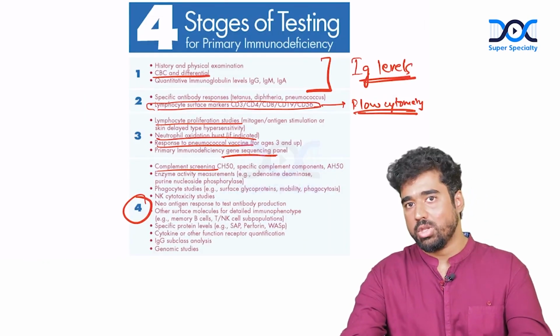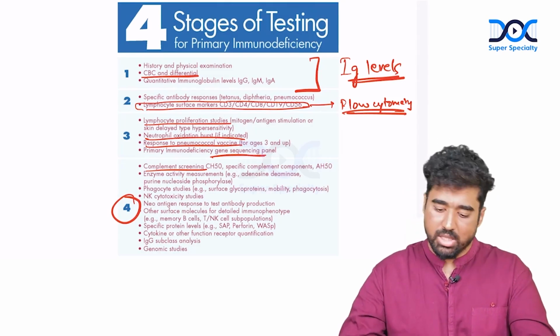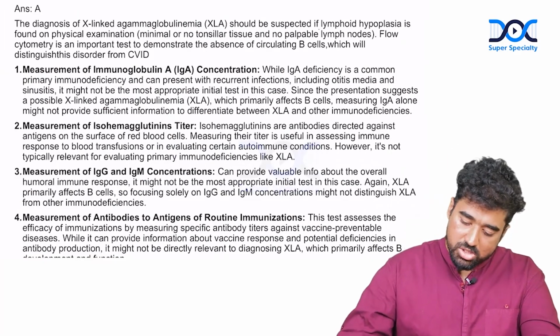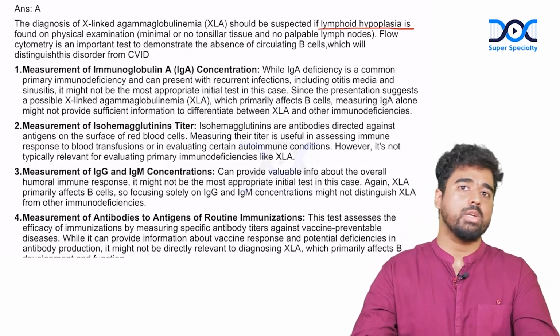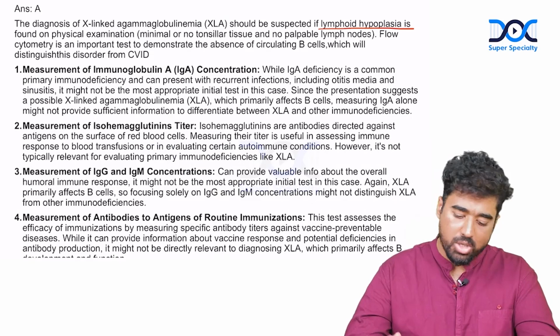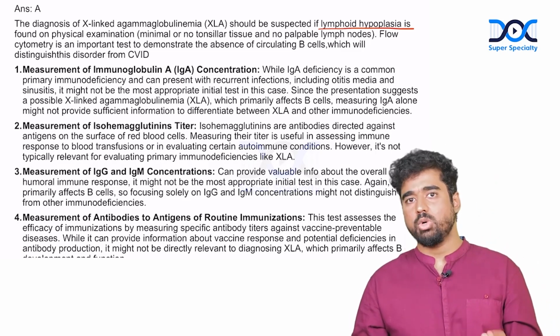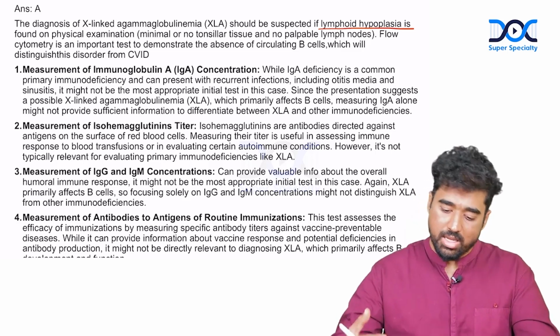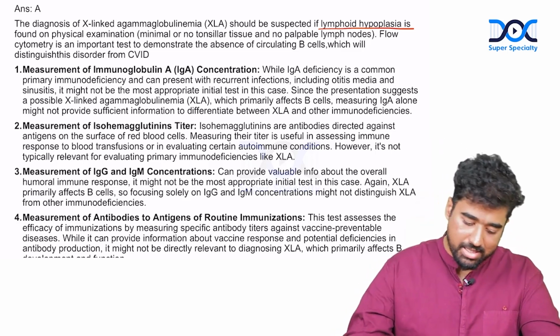that at least tests for all the lymphocyte surface markers. If you look at only IgG, IgM, it might not tell you the complete picture. So the diagnosis should be suspected if there is lymphoid hypoplasia, as I already told you, that is a very important marker of something like agammaglobulinemia or hypogammaglobulinemia. X-linked agammaglobulinemia may be a very good differential here, but it can be present in severe hypogammaglobulinemias in various other PIDs as well.